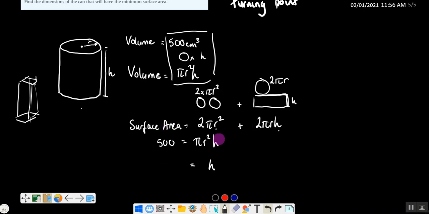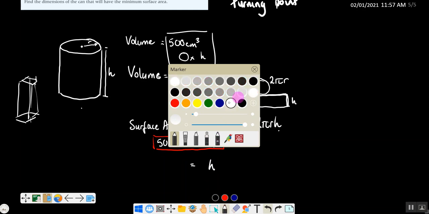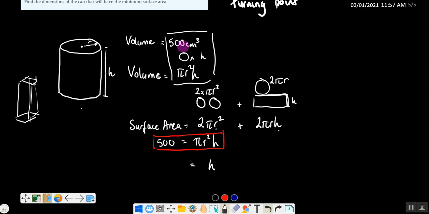Yeah, what would this side say? I'm rearranging this one here to make it h equals. The reason I'm doing this one is because this one has r, h, and surface area with no information, so I can't rearrange it. This one I've got more information for, so I'm going to rearrange this one. We're going to rearrange the one that they give you a number for, right? It's always the way.